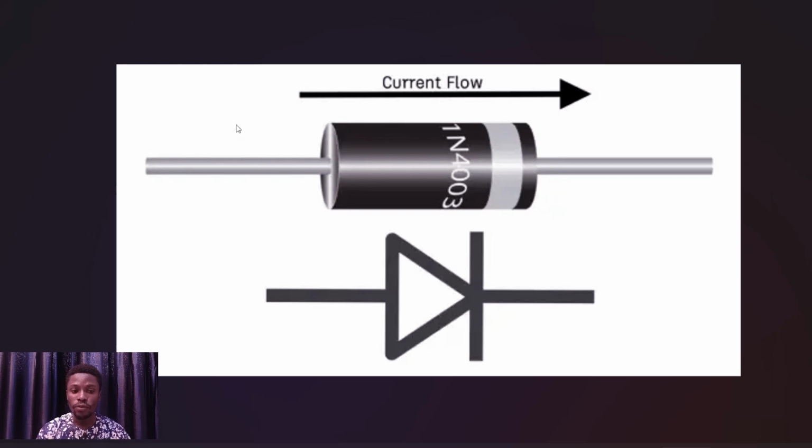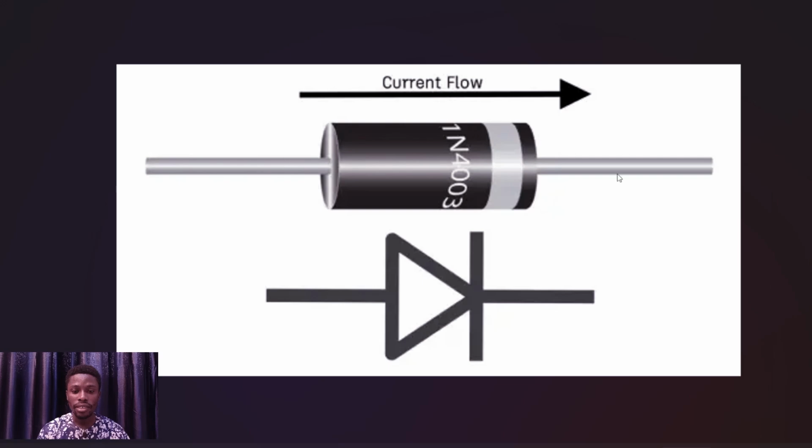So when current flows from here to here, it is forward bias. But when you try to move current through in this direction, from here to here, that is reverse bias. Do you get that?